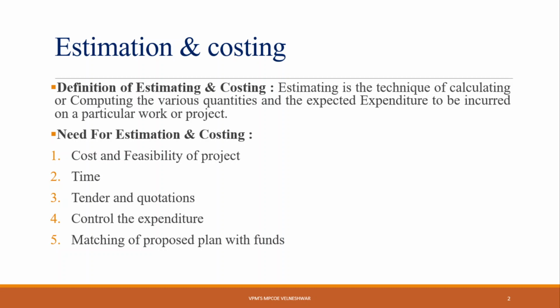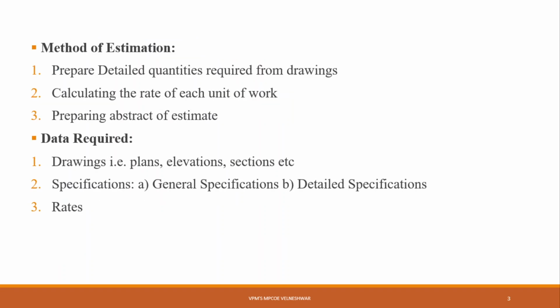The row house costs 50 lakh rupees, right? And the available funds with you is 60 lakh. That means your row house project will be completed within your funds. This you will also get to know from estimation and costing. Now, methods of estimation.